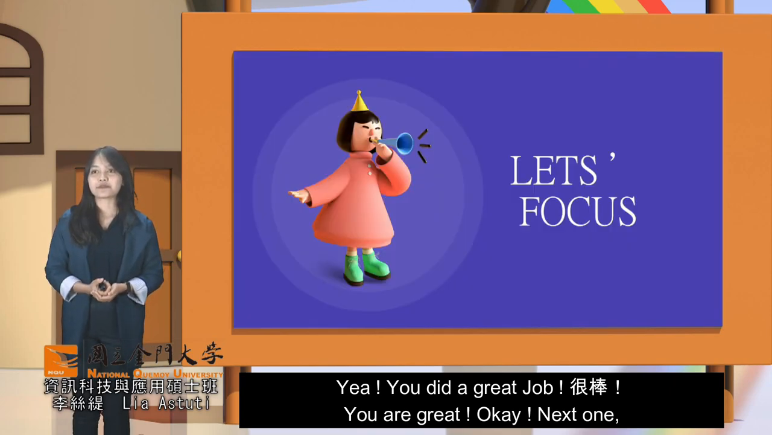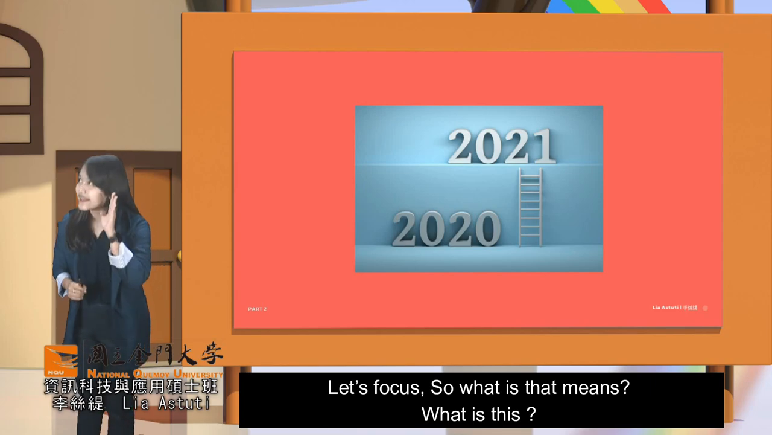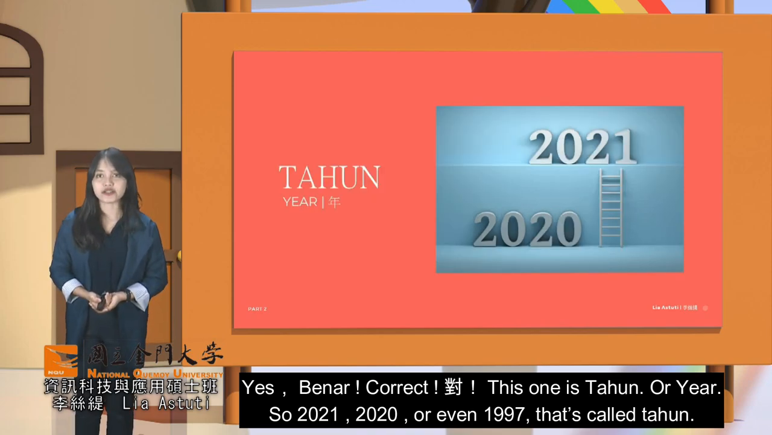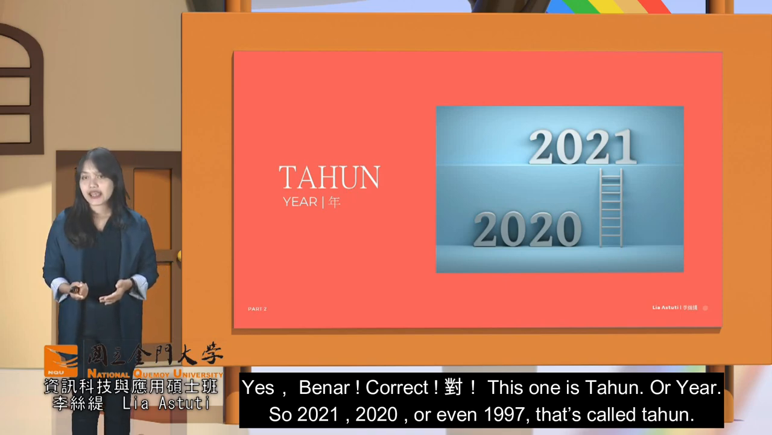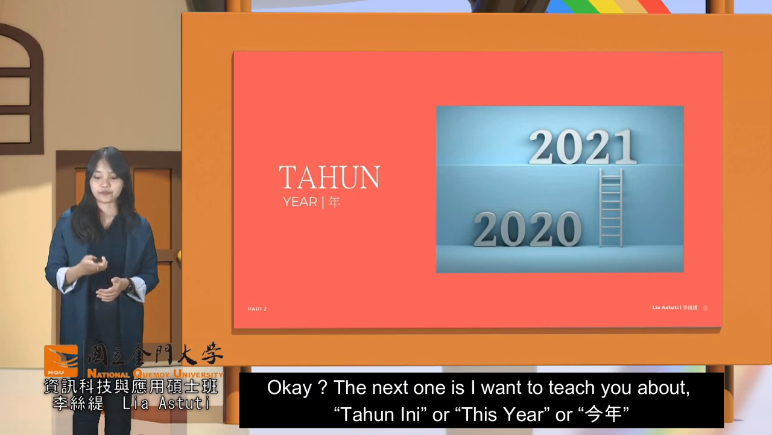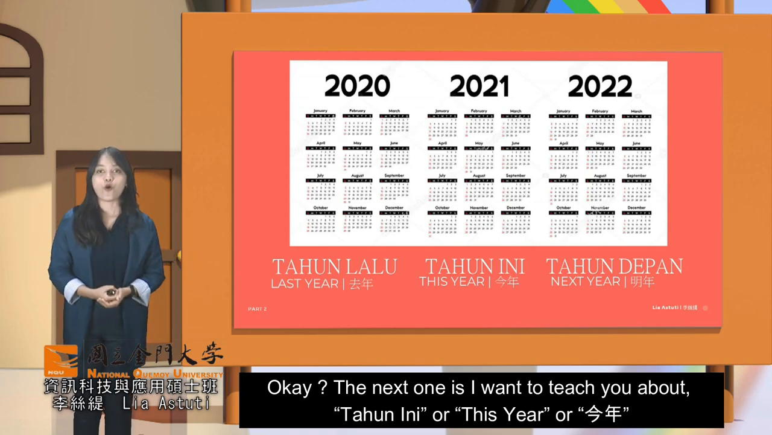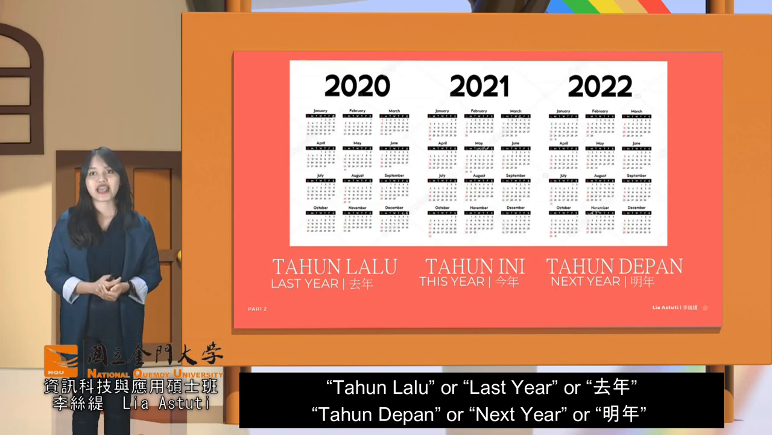Okay? Next one. Let's focus. So, what does that mean? What is this? Yes! Benar! Correct! This one is tahun, or year. Okay, so 2021, 2020, okay? It's called tahun, or even 1997. That's called tahun. The next one, I want to teach you about tahun ini, or this year. Tahun lalu, or last year. Tahun depan, or next year.